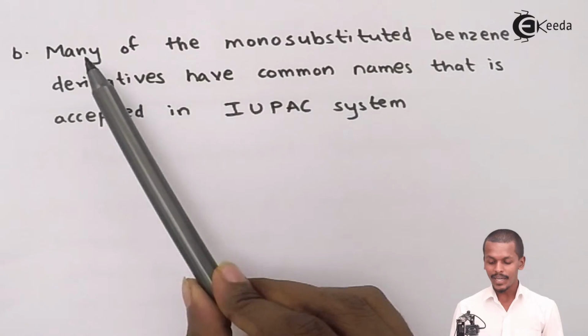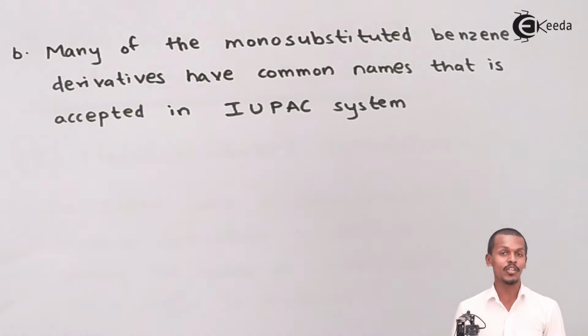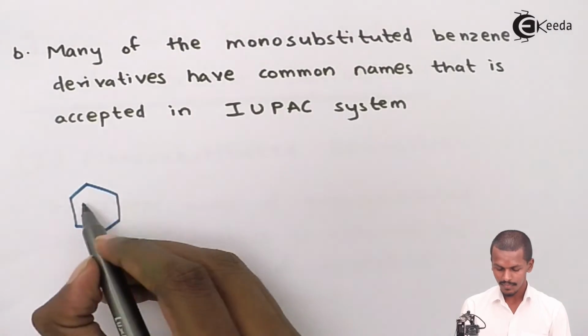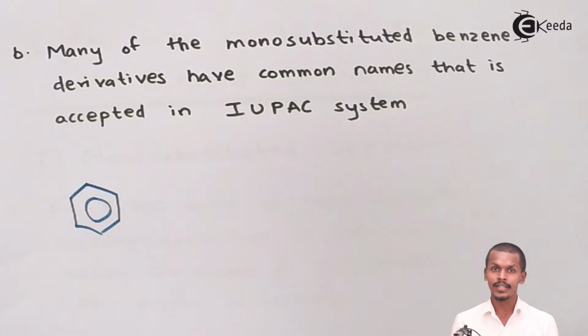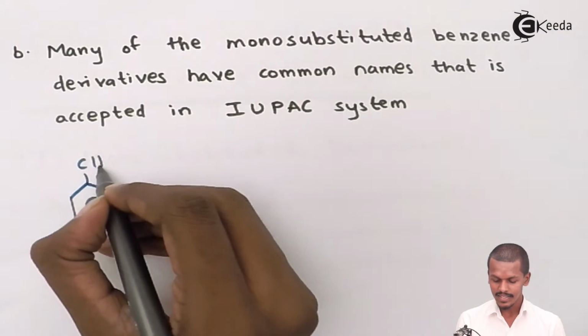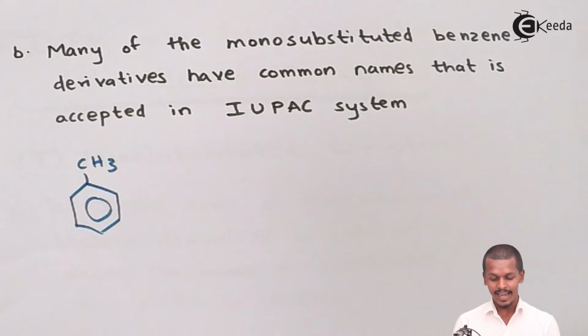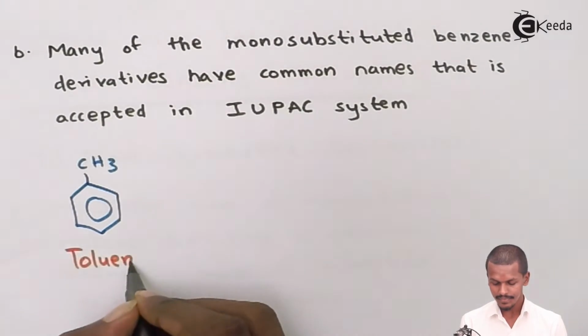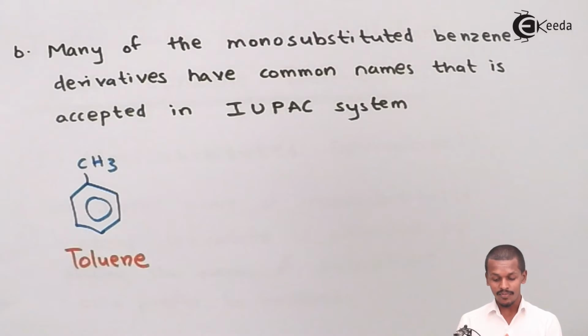Talking about the next one, many of the monosubstituted benzene derivatives have a common name that is accepted in the IUPAC system. Some of these common names are now also represented as IUPAC names. For example, this is the benzene structure, and we are talking about a monosubstituted derivative. Suppose we have CH3. This structure has a CH3 group, and it also has a benzene ring. So this could be called 1-methyl benzene. But for this 1-methyl benzene we could also give a common name, which has been accepted by the IUPAC nomenclature, and the name of this is toluene.